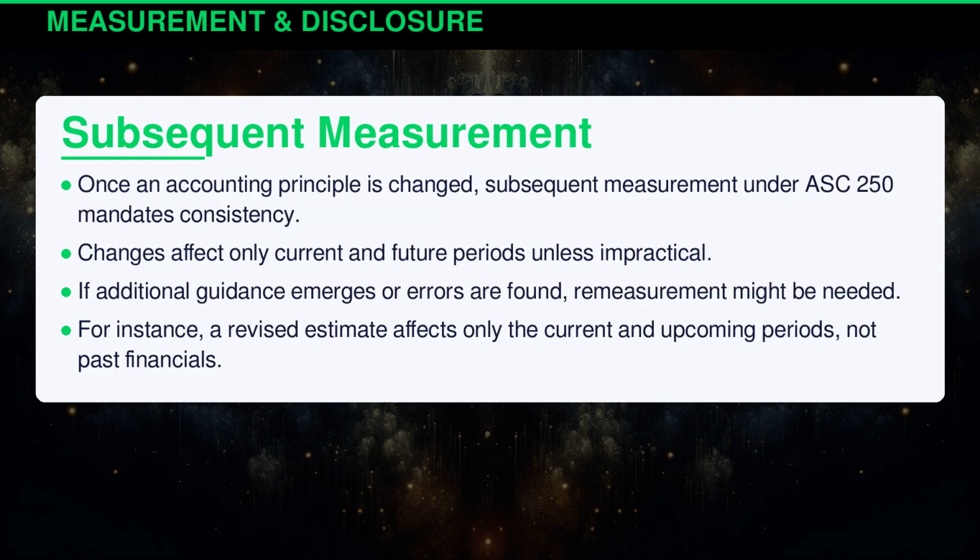Once an accounting principle is changed, subsequent measurement under ASC 250 mandates consistency. Changes affect only current and future periods unless impractical. If additional guidance emerges or errors are found, remeasurement might be needed. For instance, a revised estimate affects only the current and upcoming periods, not past financials.